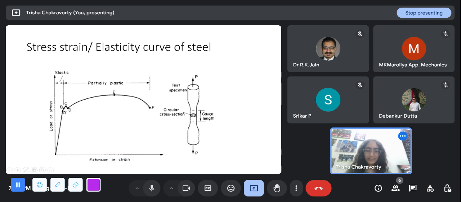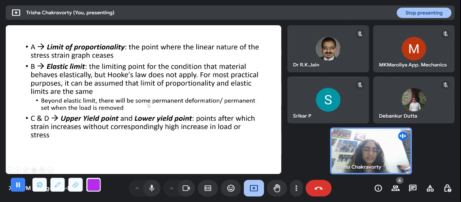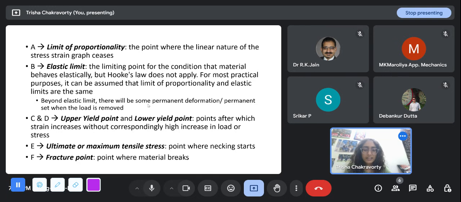At C and D, around this point, the material yields. Yielding means that the strain increases a lot corresponding to the stress. Like here, the stress is increasing sharply as it is getting strained, but here it becomes much flatter, where it starts behaving partially plastically. And E is the ultimate stress. After that, there is a decline in the stress even as we increase strain, and at F it fractures. This is the basic stress strain curve behavior of steel.